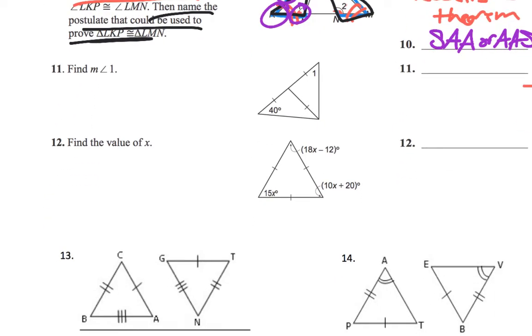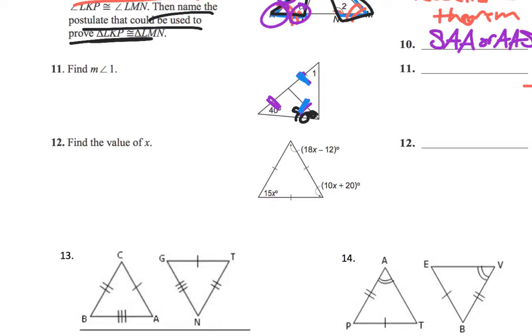Number 11, we're going to find the measure of angle 1. Now be careful here. So right here, these sides are all congruent. Because of that, these opposite angles are congruent because the isosceles triangle theorem says the angles opposite congruent sides are congruent. Now a lot of you are probably going to say, well, then these sides are congruent right here, so this is going to make this angle 40. You can't do that, okay?